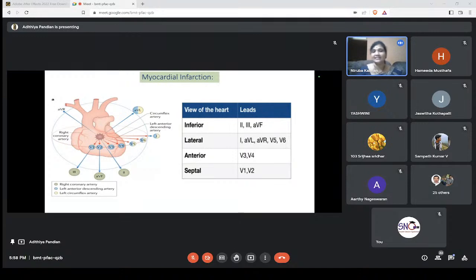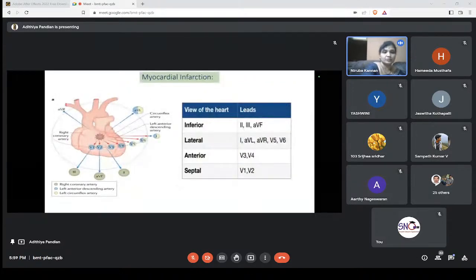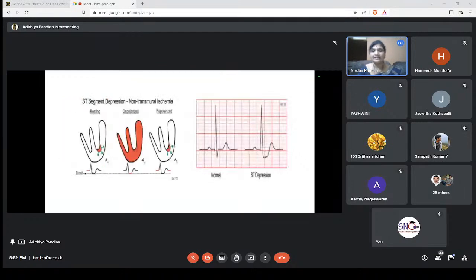Which lead will deflect which view of the heart? And this diagram is a very beautiful diagram. If the right coronary artery is affected, you will be getting it in the leads V1 and V2. If it is the other artery, the circumflex artery or left anterior artery, and you remember this diagram, you will know which artery is affected and in which lead you will get the changes.